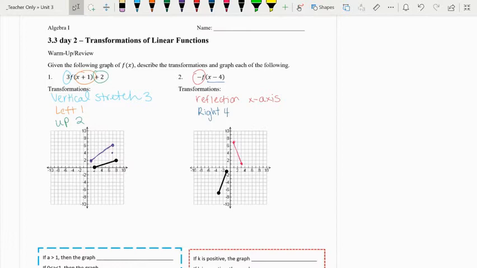So for number 1, the 3 is a vertical stretch, the +1 is left 1, and the +2 is up 2. So we should have moved the points left 1 up 2. From there, the vertical stretch, remember, you take your original function and you multiply your y value by 3. So that's why it ends up being what it is.